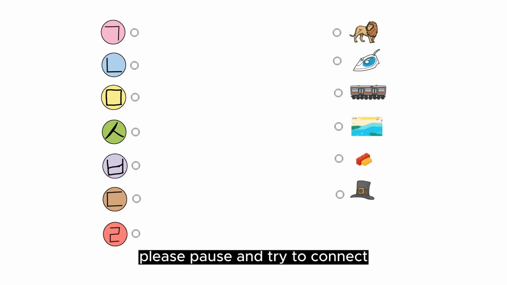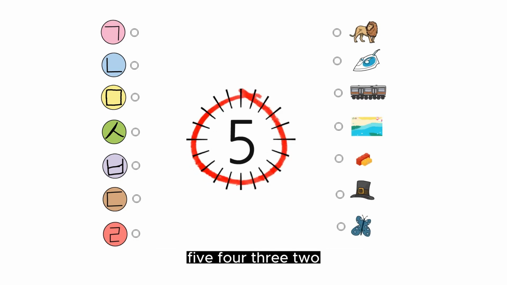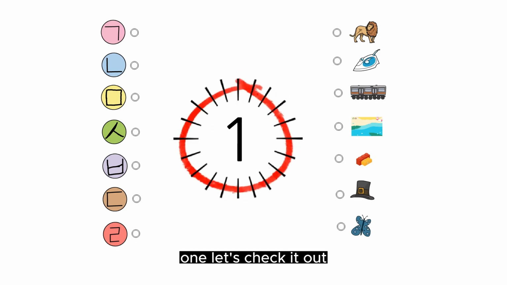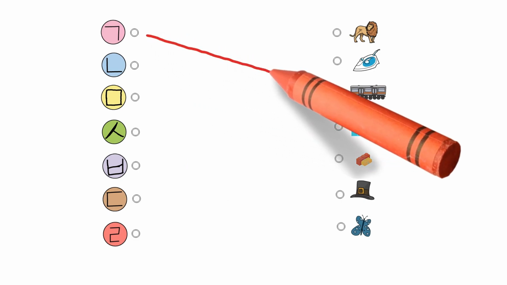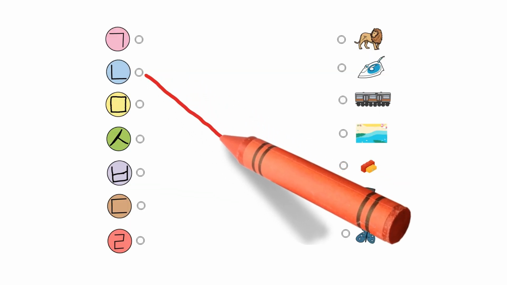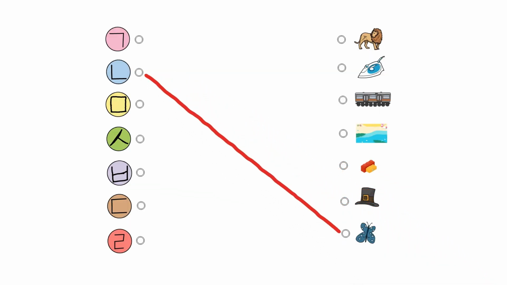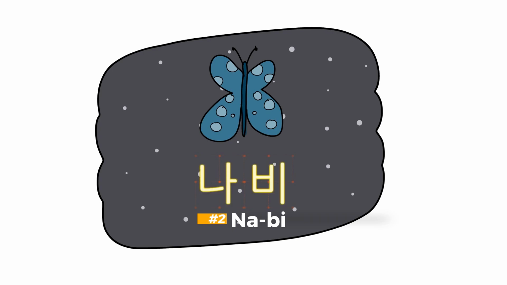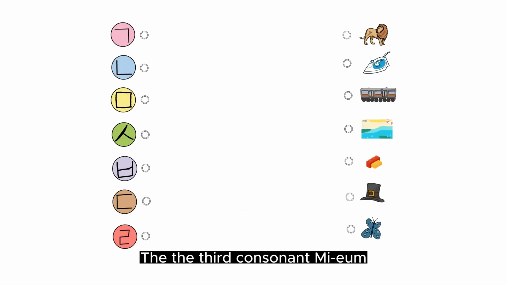Please pause and try to connect. I'll give you 5 seconds. 5, 4, 3, 2, 1. Let's check it out. 기, 차, 기차. The second consonant, 니은: 나, 비, 나비.